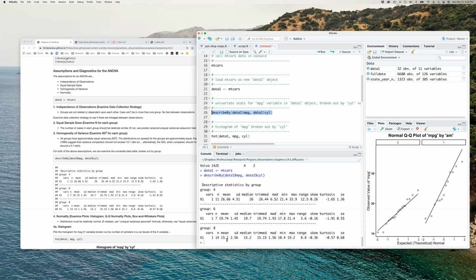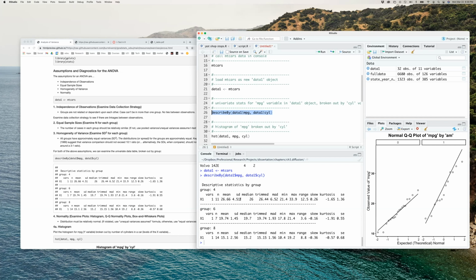I don't think they're that equal. I would have liked to see more equality, but for the purpose of the example, I'll say okay, we've met that assumption. I think in the assignment the groups are a little bit more equal, so we don't have to worry about that. It's hard to tell here because there are such small sample sizes, but at least for this purpose, we'll say equal sample sizes has been met. So we met independence and equal sample sizes.